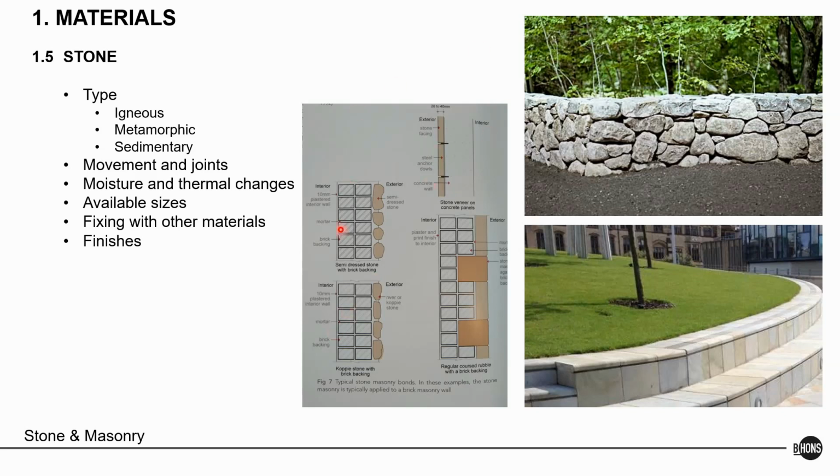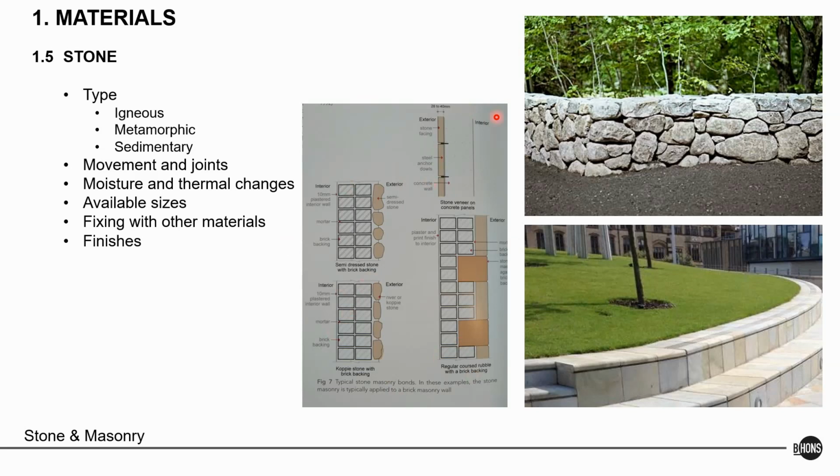We actually use it more often as an exterior cladding, which you would see in this image here, and it's just a cost implication. But in the past, we used to use it more extensively. The first thing to understand is that the different types of stone actually have different properties.